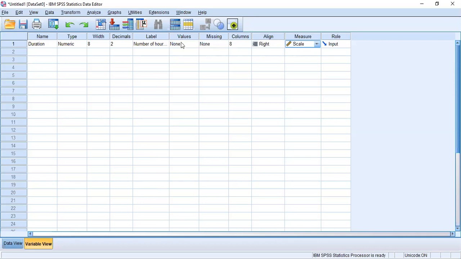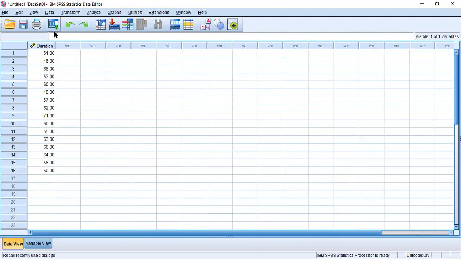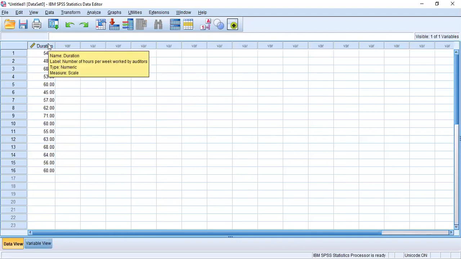So let's talk on that concept sometime later, though we have revised it previously also. So that's done. Now this is the variable view. In the data view, we can simply see that the name of the variable, duration, has come up here. Now we are going for this test, the one sample t-test.